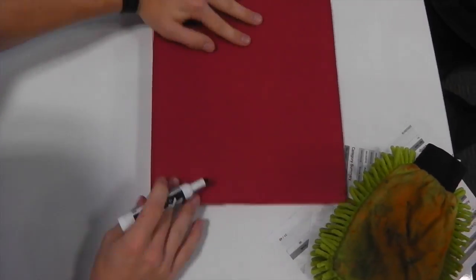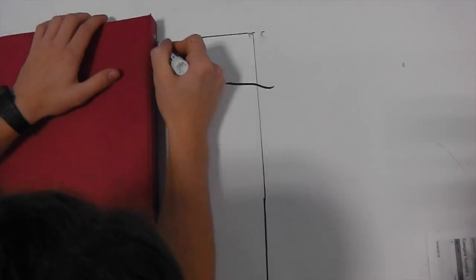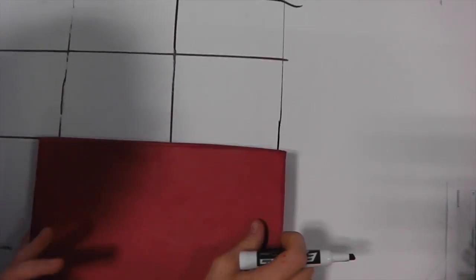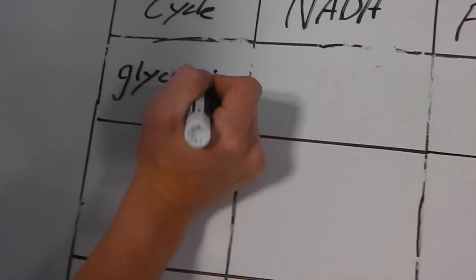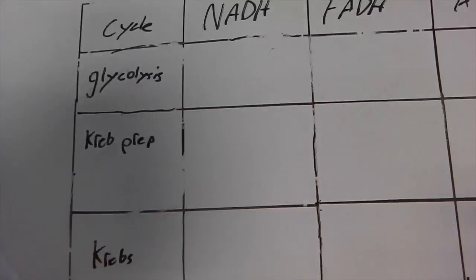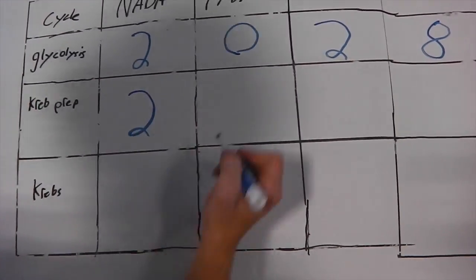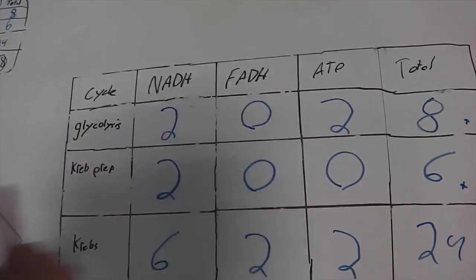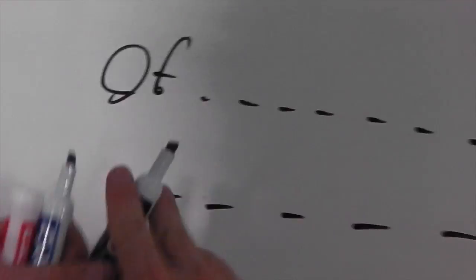Here we are drawing the table to show how much total ATP we gain from all this. So here we are labeling the graph. We have NADH, which is worth 3, FADH, which is worth 2 ATP, and ATP, which is obviously worth 1 ATP. In glycolysis, we have 8 ATP. In Krebs prep, we have 6, and in Krebs, we have 24 ATP. If you add all those up, you're going to get yourself a total of 38 ATP.